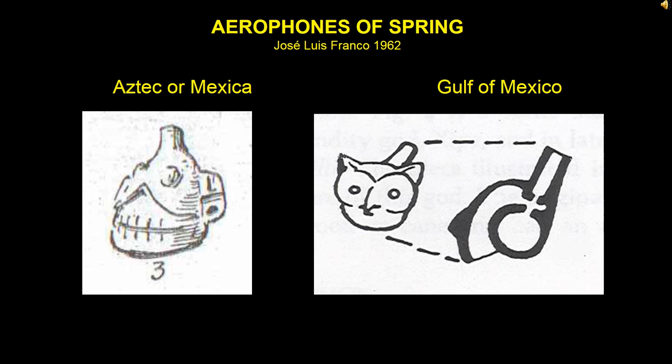In 1962, the first drawings of spring aerophones were published by engineer José Luis Franco. One Aztec or Mexica instrument was decorated with a skull. Another has the face of an owl, also associated with death. Franco published the first drawing of the internal sound mechanism. The spring is the globular internal chamber, which functions as a Helmholtz resonator. Franco analysed the spring aerophones for 10 years, but only two papers on them were published.